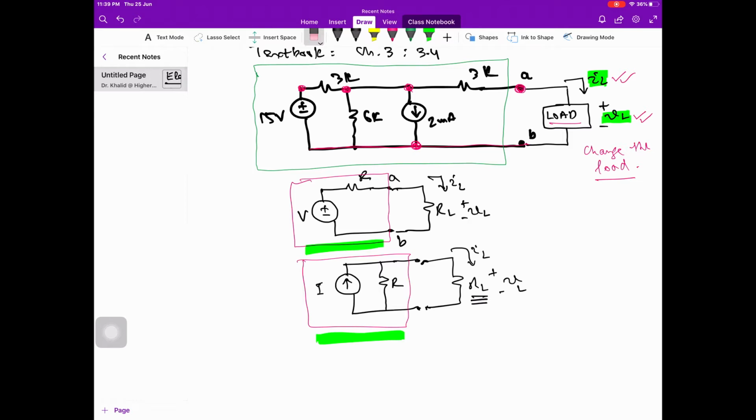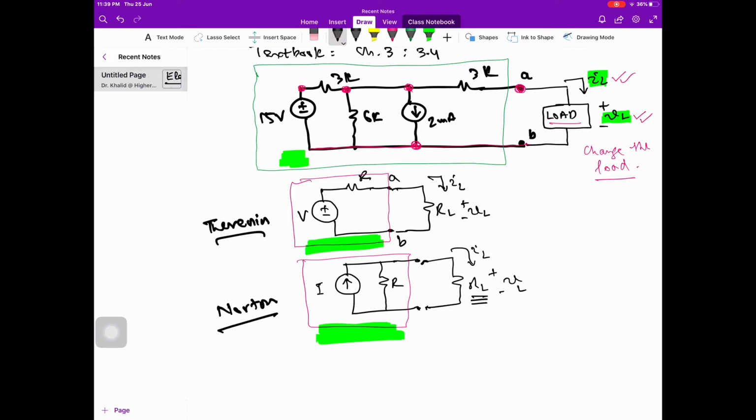We can use this circuit as equivalent of the original, or this circuit as equivalent of the original circuit. This circuit will be known as the Thevenin equivalent circuit, and the other will be called the Norton equivalent circuit. In the Norton equivalent circuit, we have a current source and a parallel resistance. In the Thevenin equivalent circuit, we have a voltage source in series with a resistance.